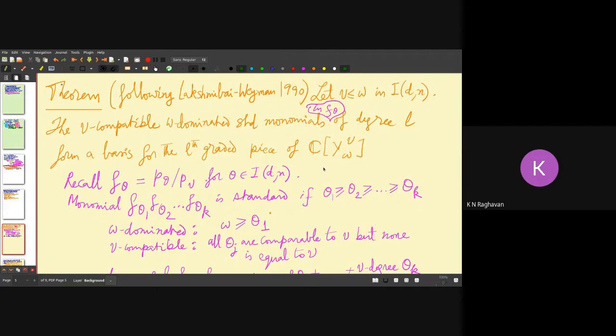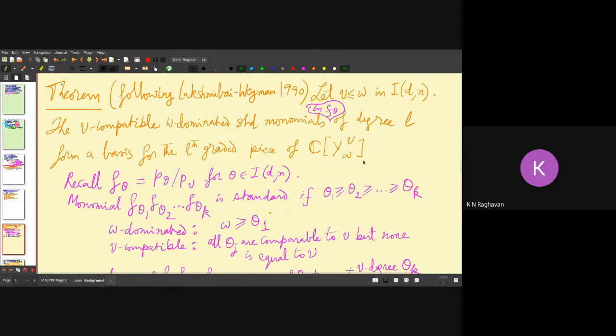And for the Schubert variety, all you need to do is take standard monomials in which all the things you use from I(d,n) are less than or equal to w. So this is just to remind you, this is the main technical thing that bridges standard monomial theory with the combinatorics that we are doing. So let v be less than or equal to w in I(d,n). The v-compatible, w-dominated standard monomials in F_theta of degree l form a basis for the lth graded piece of this graded ring, right?